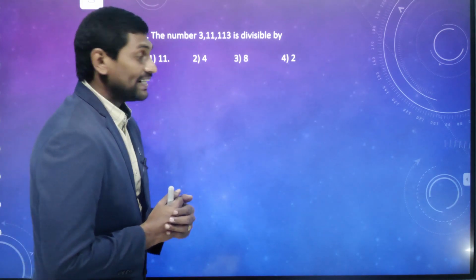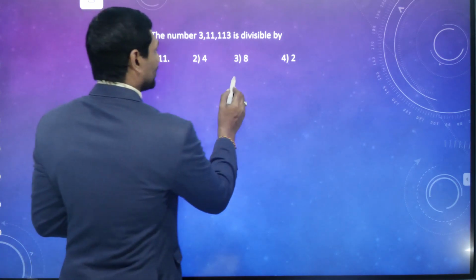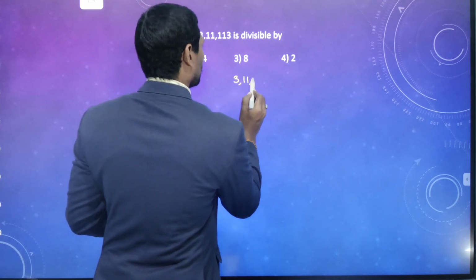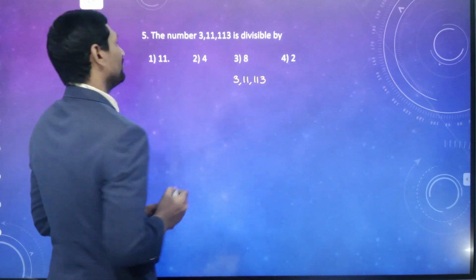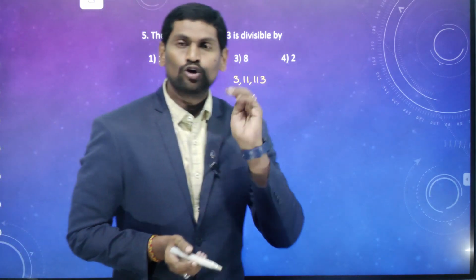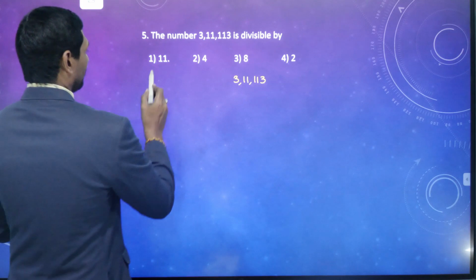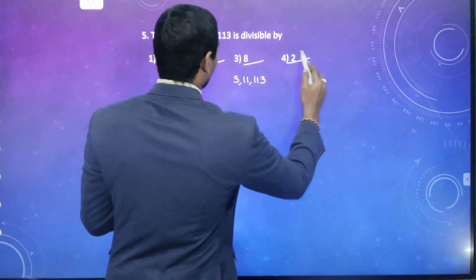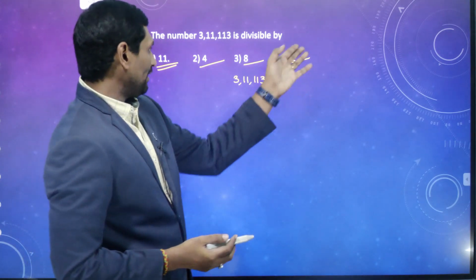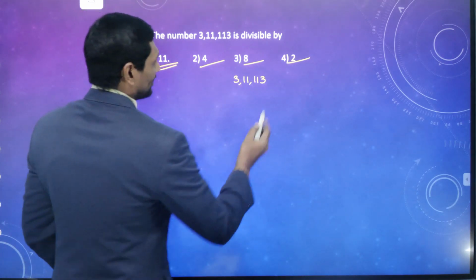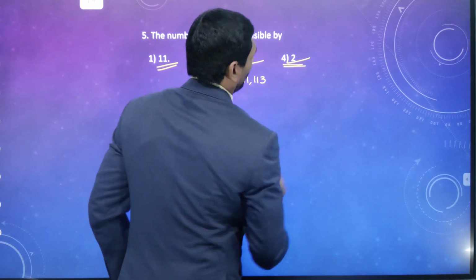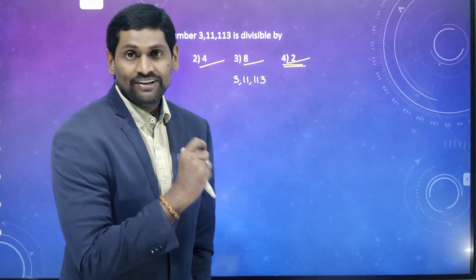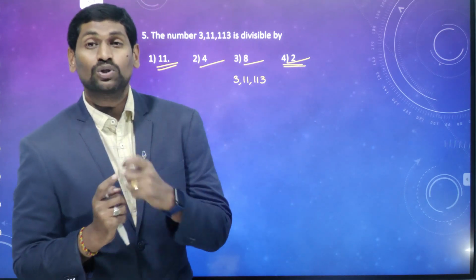Question number 5. Given that the number 3,11,113 is exactly divisible by, there are 4 options given. The first option is whether it is divisible by 11 or not, we need to check, or 4, 8 and 2. So I am coming from the reverse. Last option, which is given 2. That means we need to check the divisibility rule for 2.